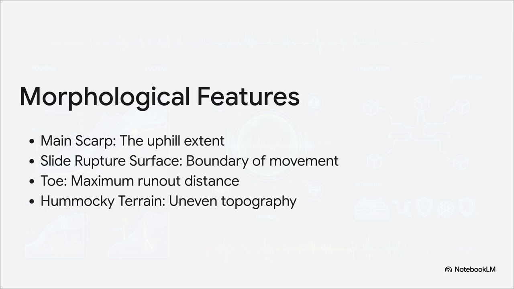And all the material sitting in the middle? It usually forms hummocky terrain. It's this undulating, lumpy, uneven topography that is an absolute dead giveaway that the ground has been severely disturbed. You might even see sag ponds where water collects in the depressions, or tilted trees, marking the chaos.